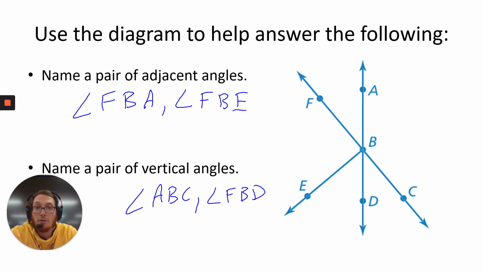For vertical angles, the one you cannot use is BE because that is just a ray. It doesn't go all the way through. So I picked angle ABC, so that's this angle right here, and angle FBD, because notice those two things are on opposite sides of the two intersecting lines. What you have to think about is kind of erasing the ray BE from it, and then you have two intersecting lines that would be able to give you the pair of adjacent and vertical angles.